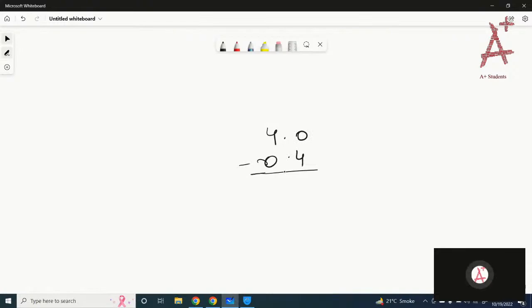So you cannot subtract 4 out of 0, so you need to borrow 1. It would be 3 here and 10 here. 10 subtract 4 is 6. And 3 subtract 0 is 3. So it would be 3.6. Got it?